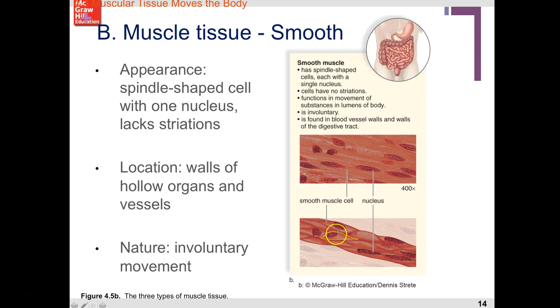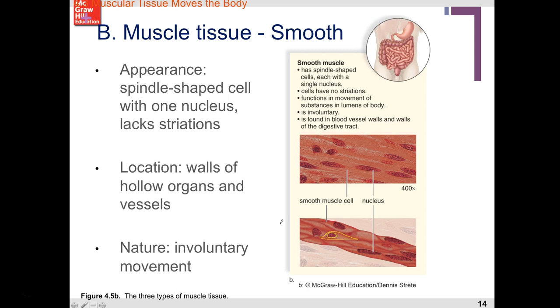The other thing you can see is that there's only one nucleus per cell, and it's usually centrally located in the middle. And we don't see any striations here, which is why it got its name as smooth muscle, because we don't see the striations.